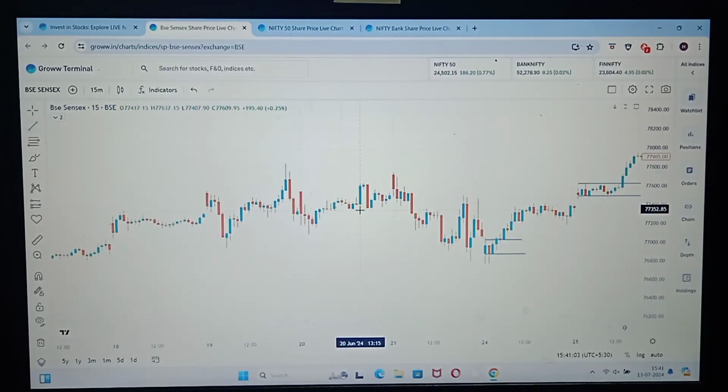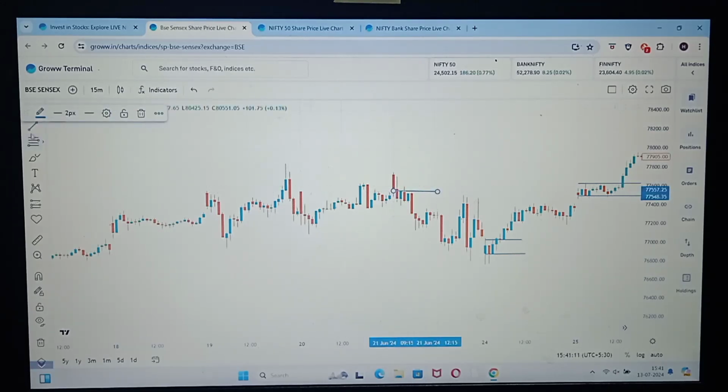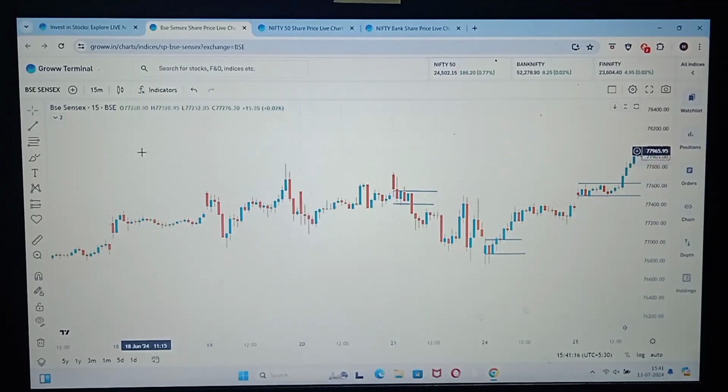21st of June, this candle, green candle. You can see every day some or the other profit you are getting. Someday long position, someday scalping position. For example, this you can see downside trade.